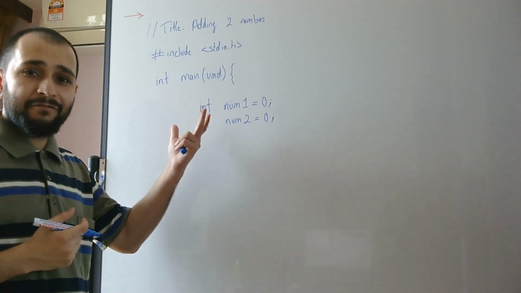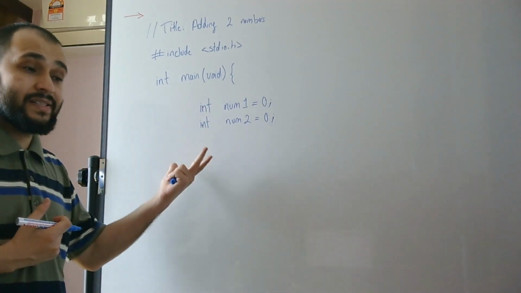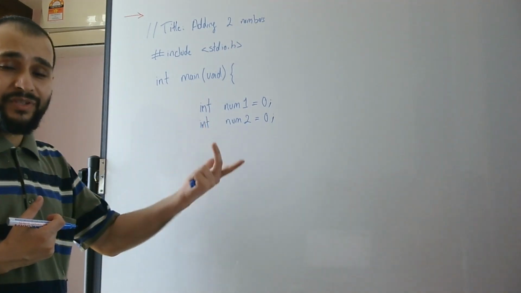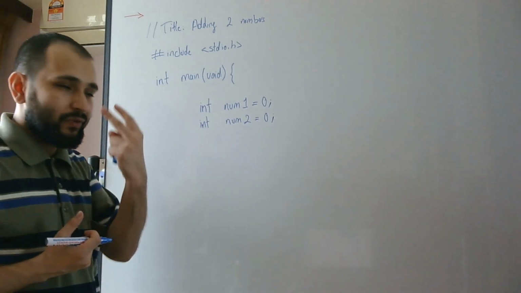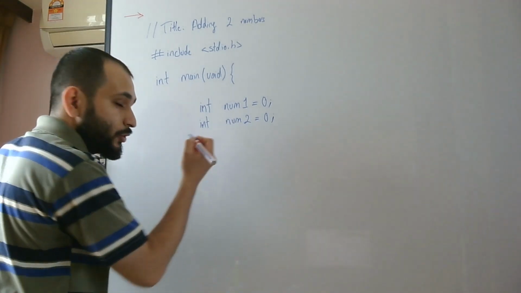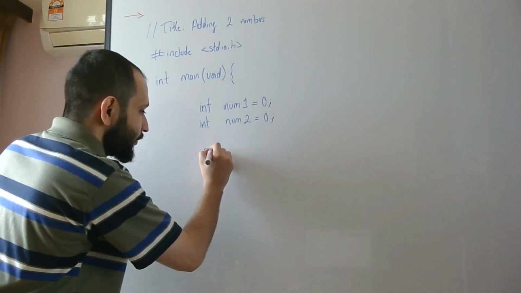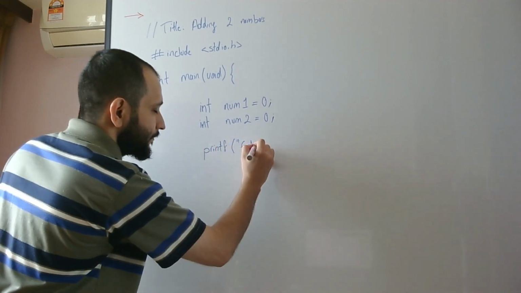Now that we have the appropriate space in memory to be able to store some numbers, we are going to prompt the user to give us a few numbers. Not a few, but rather two numbers. So I'm going to create a prompt using printf. I'm going to use printf, enter first number.